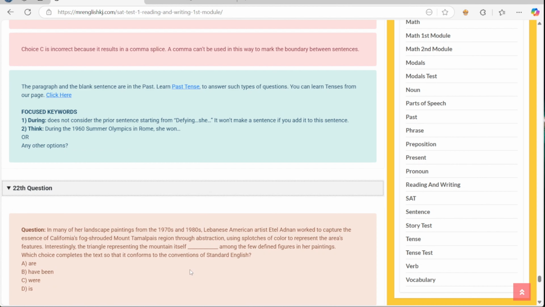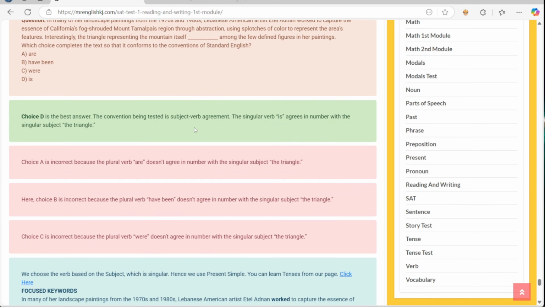Here it's again a simple one. If you notice, plural, only one singular. The triangle representing the mountain itself. Obviously, we use singular. We don't need any plural because there is no plural here. Okay. Here you can read and understand.